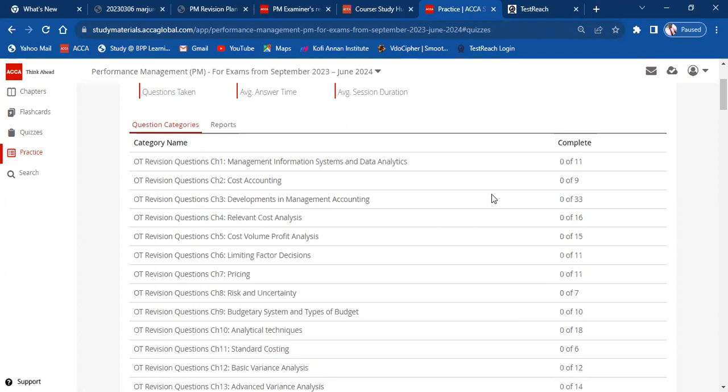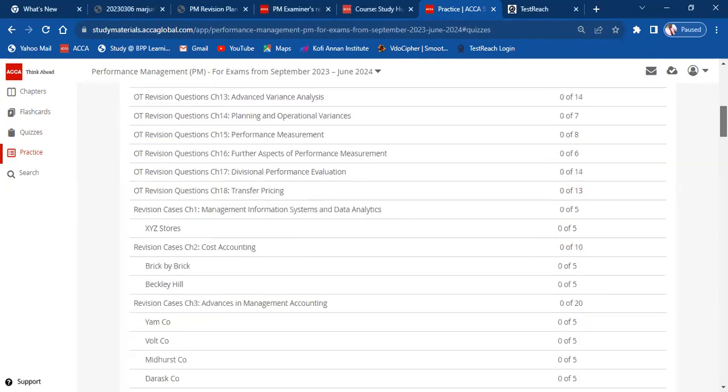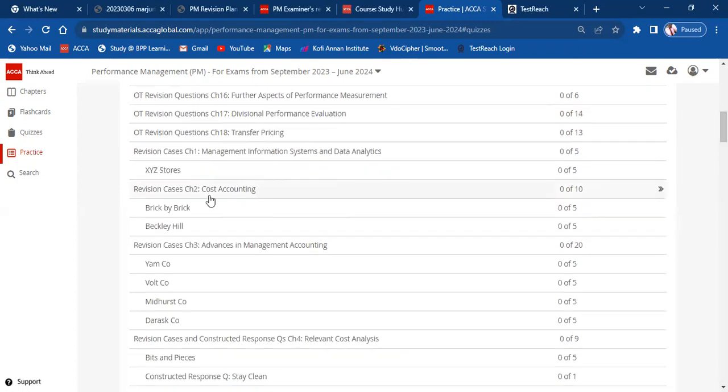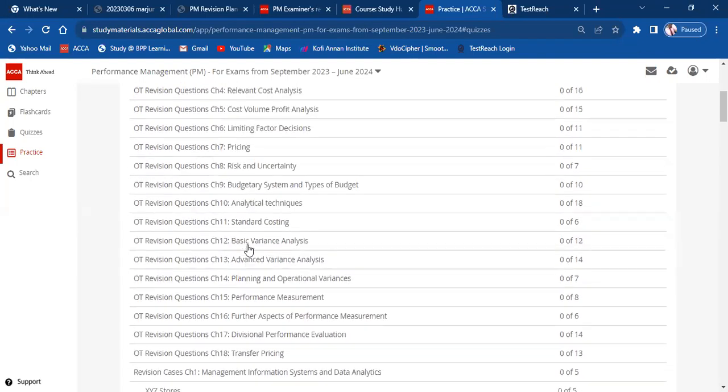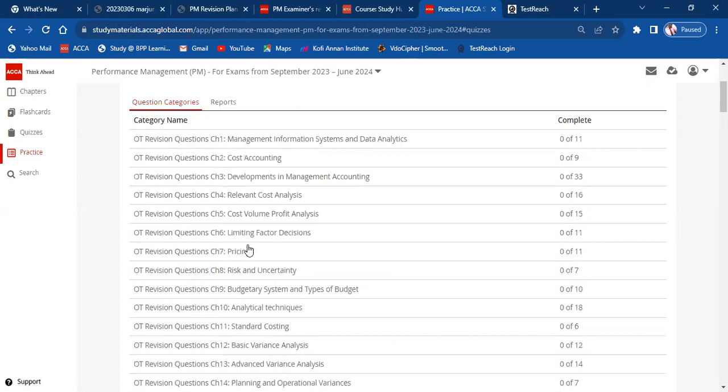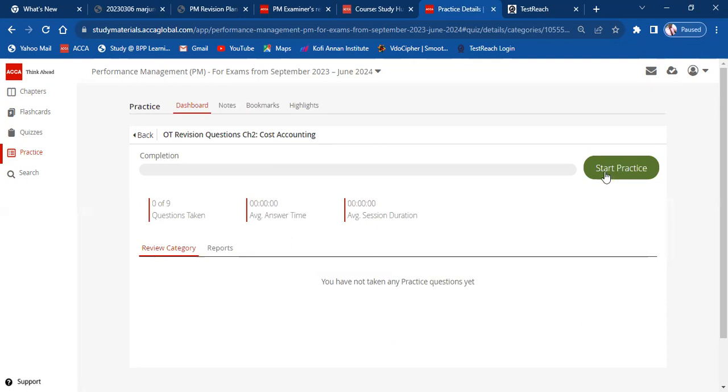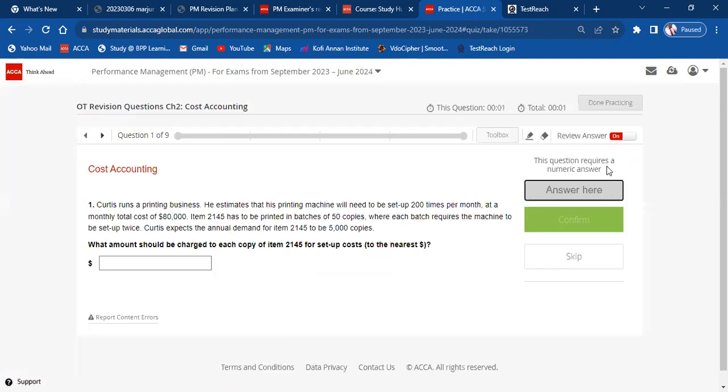There are 9 questions there, objective test revision questions on chapter 2. Then on cases, Brick by Brick and Berkeley Hill, they are both past exam questions rewritten as section B kind of questions. Friends, 9 questions here. I'm not sure we have to do all 9. Let's do a few of them and see.